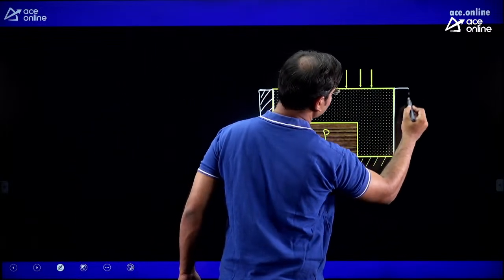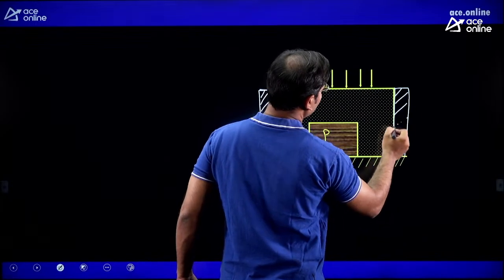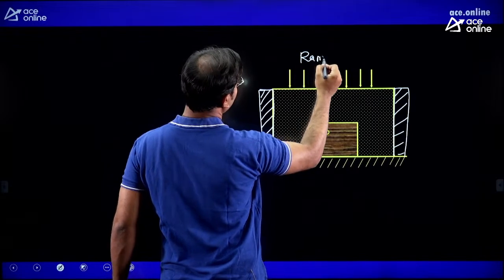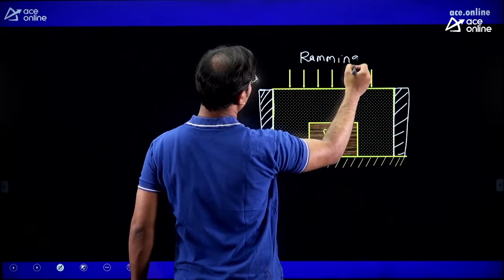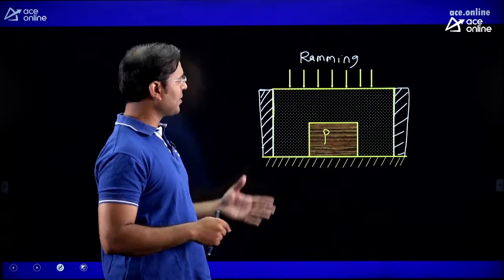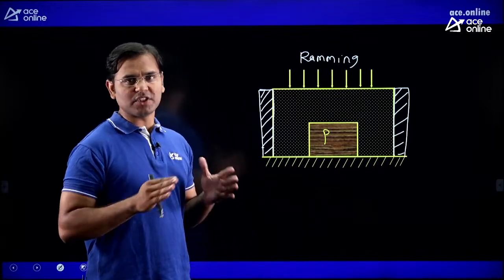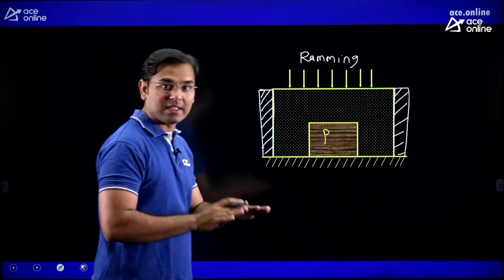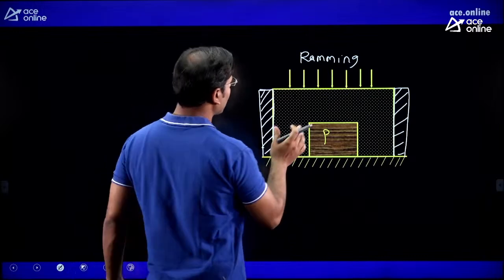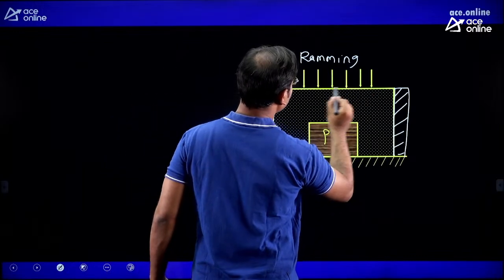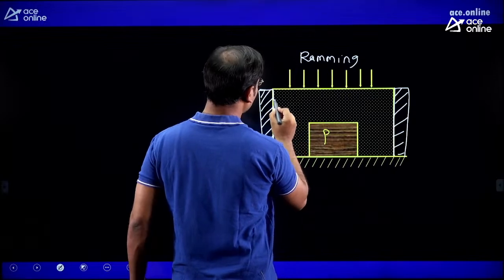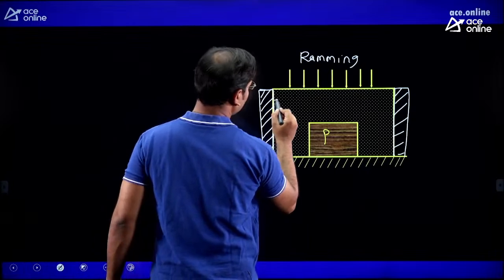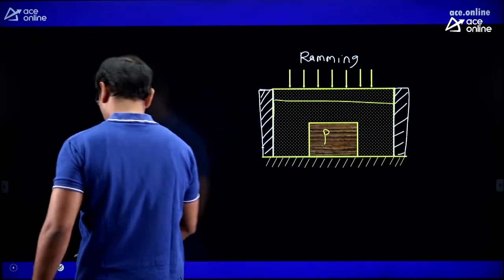Now see, here is one box, and we are giving the ramming force here. That ramming force we can give by human hand, or we can also give it by machine. The total molding sand is present here, and we are giving the ramming force, and because of the ramming force, we can see the level of the molding sand is up to this, but after some time the level of the molding sand will be at this point.